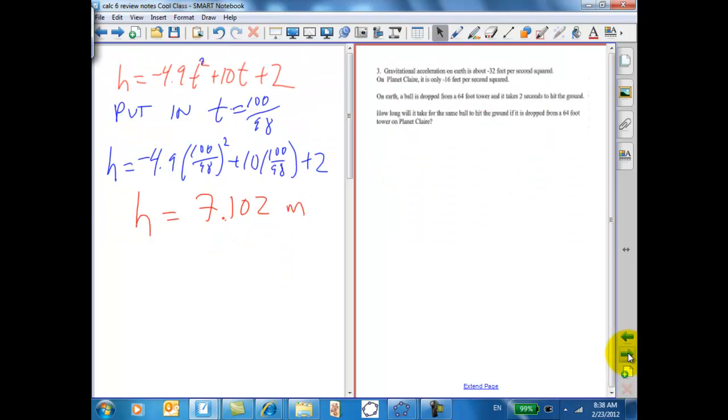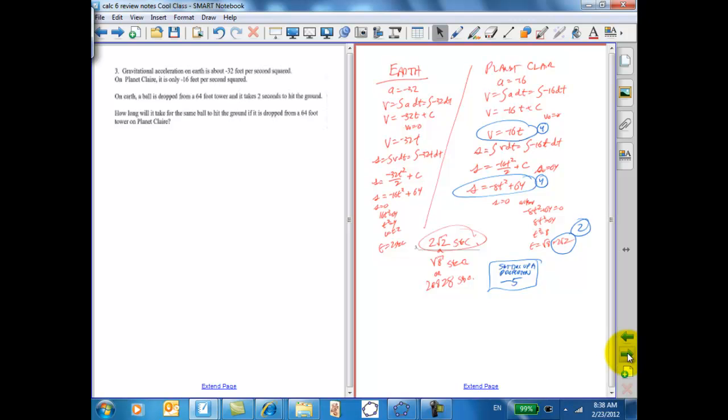This problem's a little different with Planet Claire. You drop from a 64-foot tower. It's dropped, so the initial velocity is 0. This one I probably went a little overboard last year, so I'm not going to make everything as complicated. It's just that, unfortunately, some kids assume it to be proportional. Since Planet Claire has half the gravitational acceleration of Earth, they assume it would take twice as long, and it doesn't.